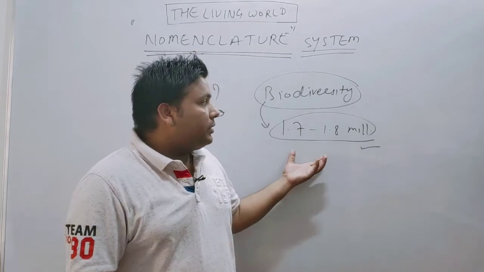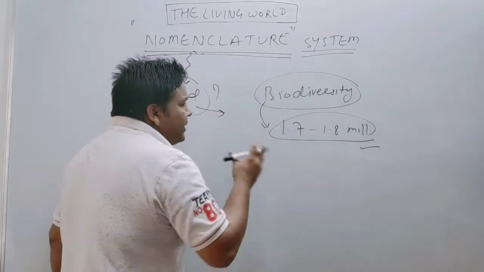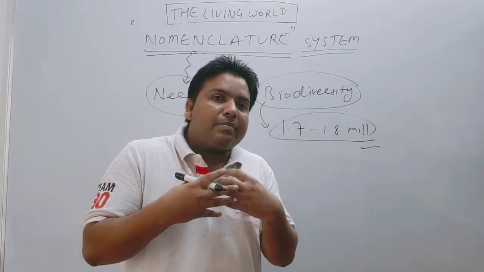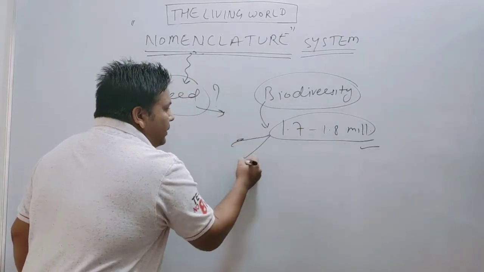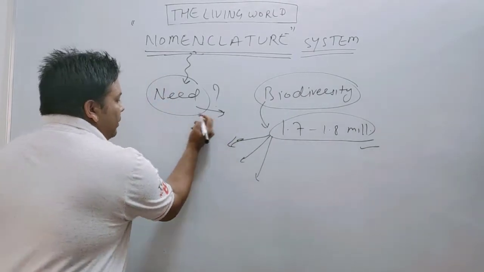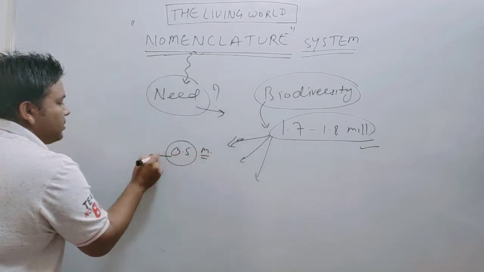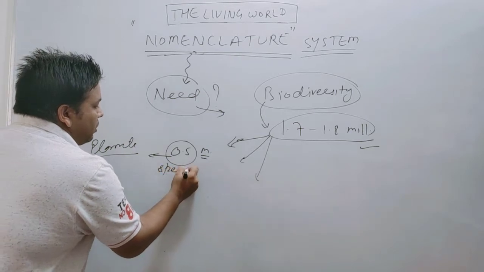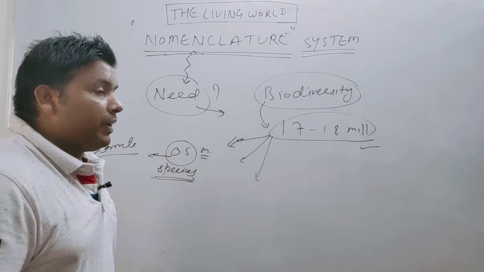But still there is a lot. This is a large number. So it is not easy to give names, identify and classify all of them so that we can remember and understand them. Among this 1.7 to 1.8 million, 0.5 million are plant species. This is a large number of plants, but more are yet to be identified.